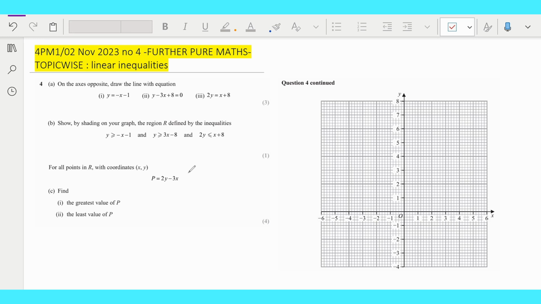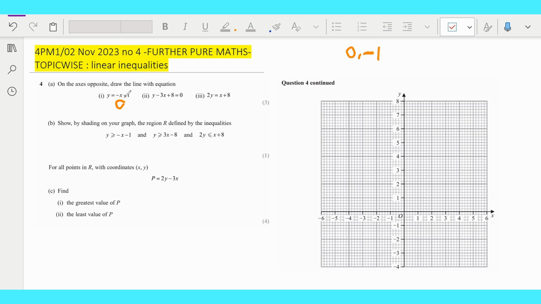So guys, the first line in the question is y equals negative x minus 1. How do we graph that? The gradient is negative, so we know it will be going down the slope. So we take the intercept. If we take x equals 0, y will be negative 1. So we have the point 0, negative 1.